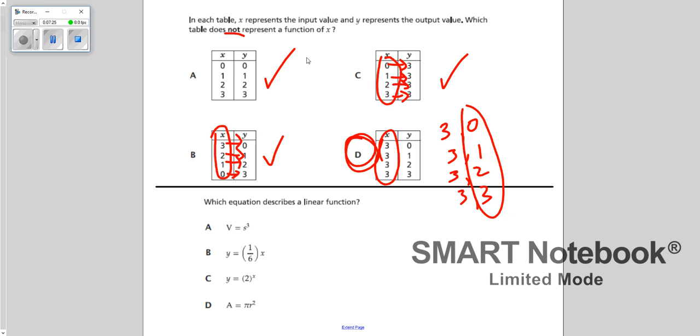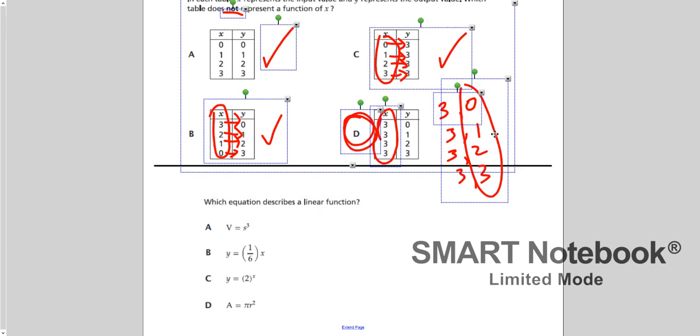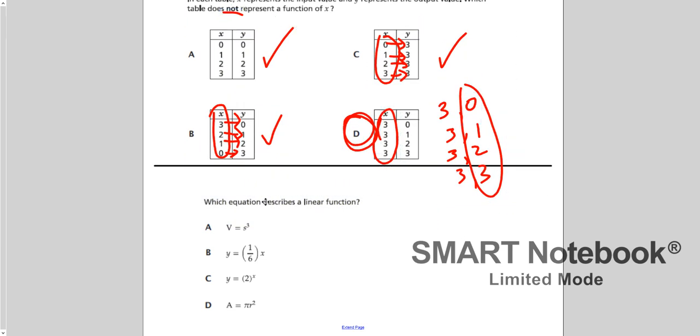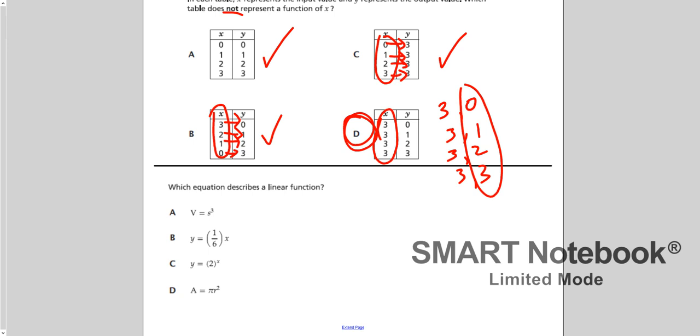All right, this bottom question is obviously a little different. Let me get rid of all this ink. I'm just going to move it up. There we go. So it says, which one describes a linear function? A linear function is one type of function. Next year, you're going to learn two other types of function. Well, more than 2 other. You're going to learn more.